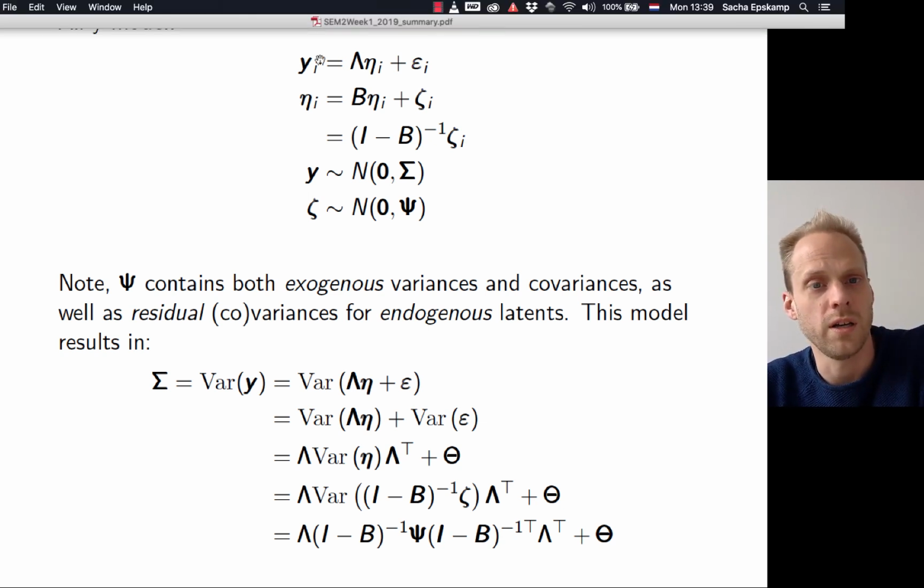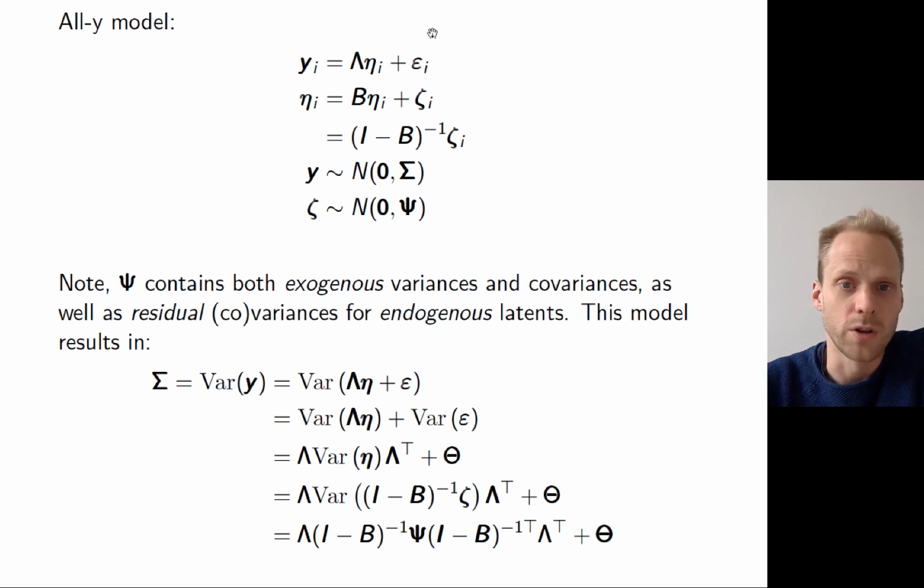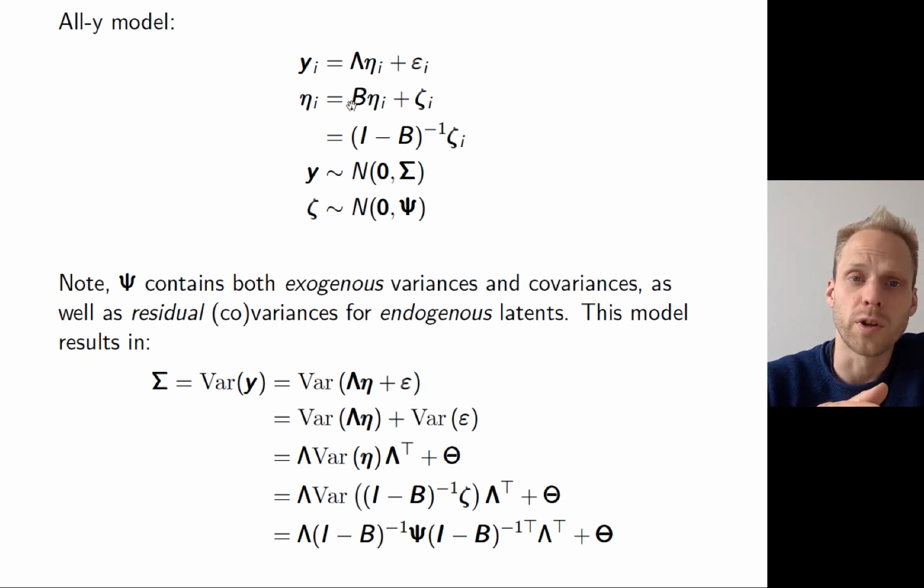So here we have y, we have our well-known measurement model, y equals lambda times eta plus epsilon. But now we also have a model for eta itself. So eta equals beta times eta plus zeta. And this beta matrix contains regressions. A parameter in column j and row i will mean that variable j will cause i. So it's a transpose of a directed network, which is something you have to take into account.